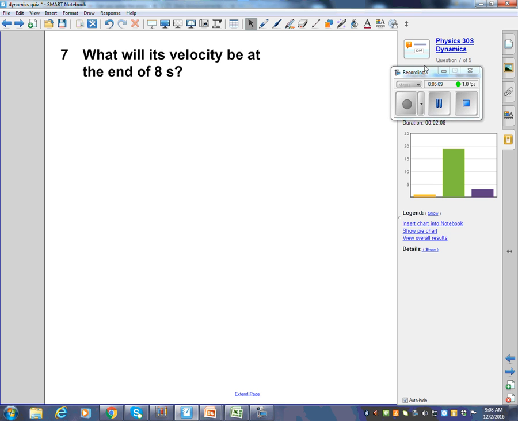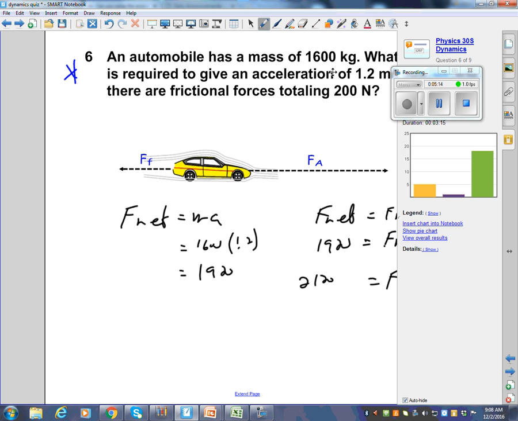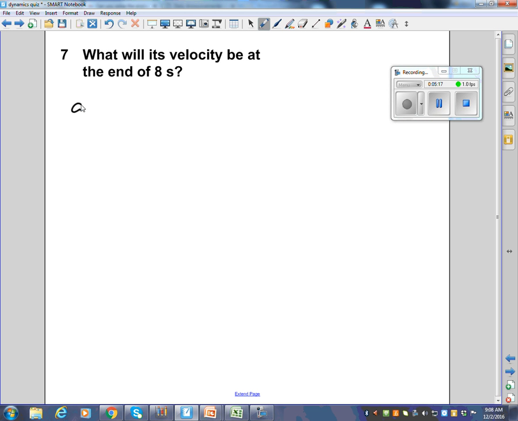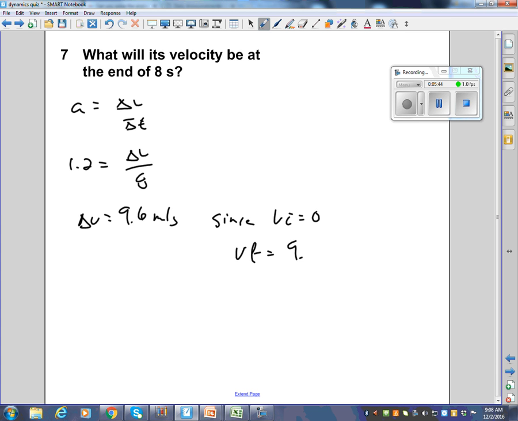What will be its velocity at the end of 8 seconds? Well, we know its acceleration is 1.2, right? So it would be a equals delta v over delta t. 1.2 is equal to delta v over 8. What does that work out to? 9.6? That sounds about right. 9.6 meters per second. And if the initial velocity is 0, then that means the? Exactly. Since v_i equals 0, the final velocity is also 9.6.